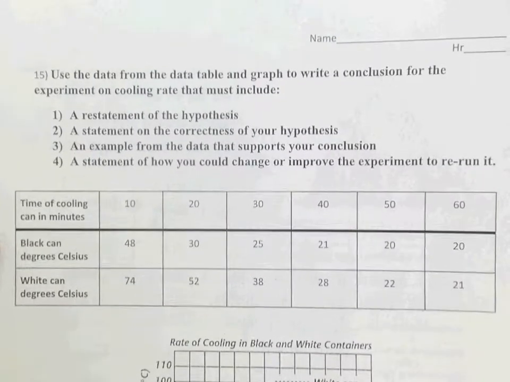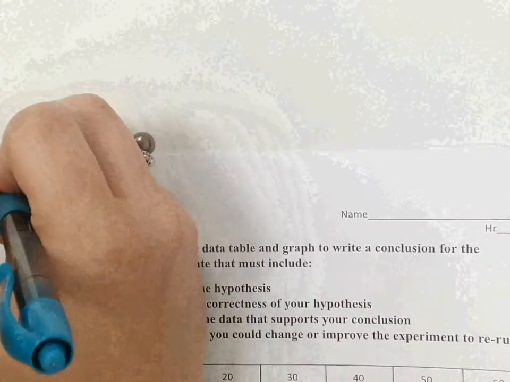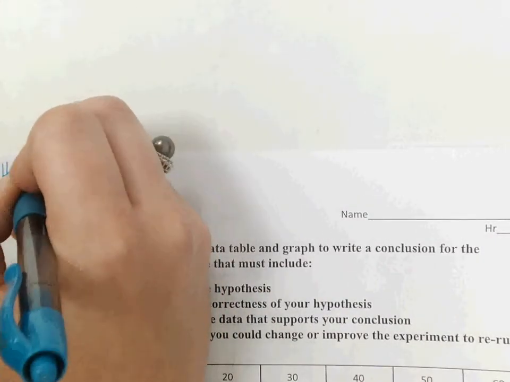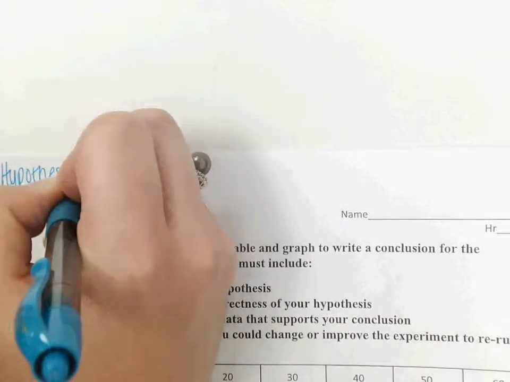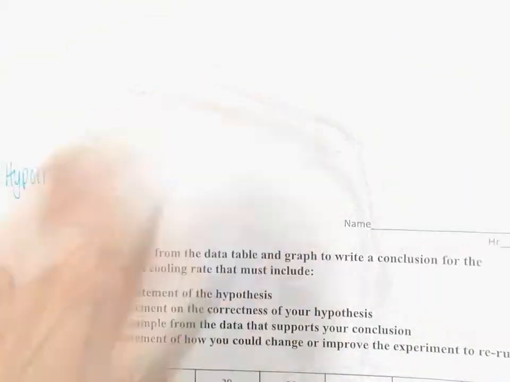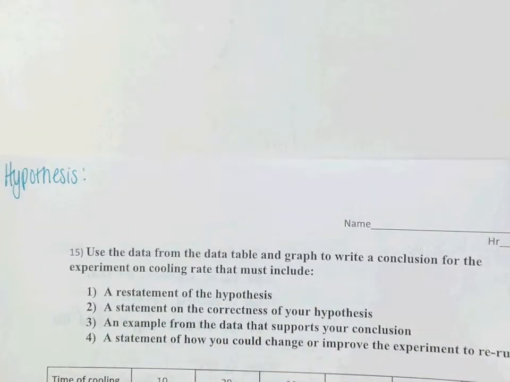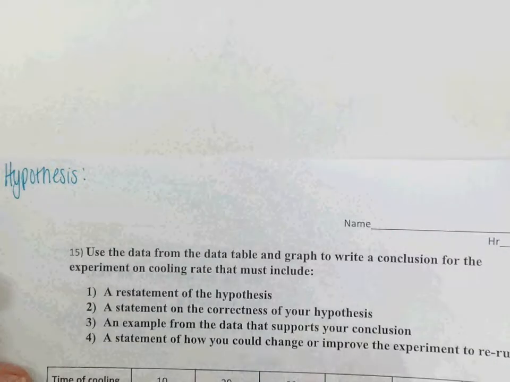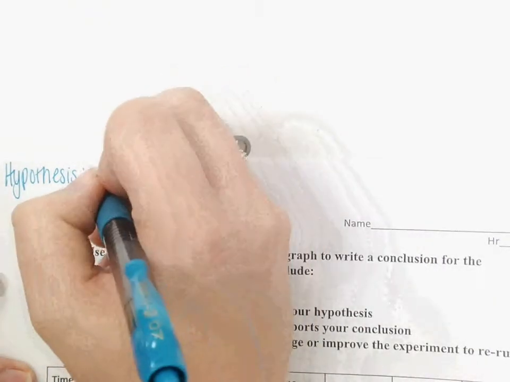So if you want to, just up here on the top corner, write a hypothesis really quick. My hypothesis would be that if water cools in a white container, then it would cool faster than if it were in a black container. So I'll write that out really quick.